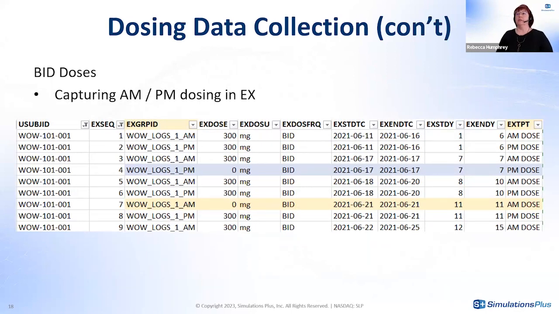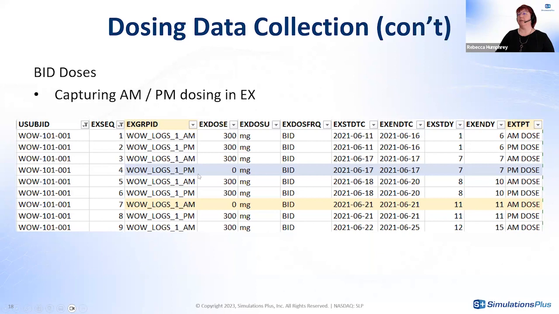Another challenging dosing data can be BID dosing, or dosing twice a day. In this example, this is an EX data set that is representing BID dosing. This is for a single subject. They're getting 300 milligrams twice a day, but I see that these records seem to be duplicated. What they are representing is an AM dose and a PM dose.